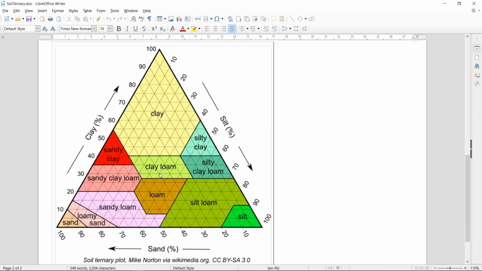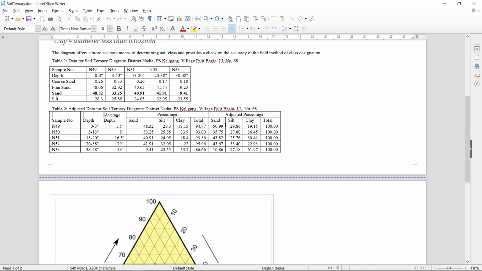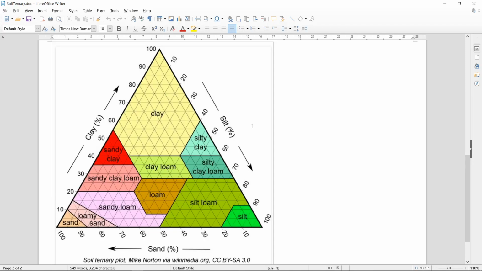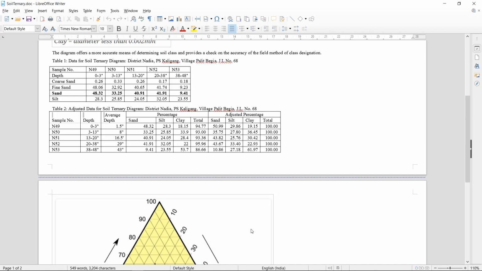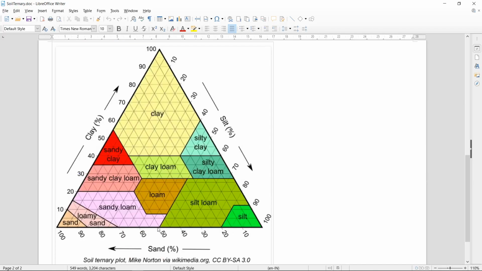So how do we determine this? Let's take one example. We have 51% sand in sample N49, approximately 30 percent silt, and approximately 20 percent clay. So 51, 30 and 20. 51 is, remember, sand. So 51 sand, this is 50, this is 60. If we go diagonally like this, we draw a dashed line around this.